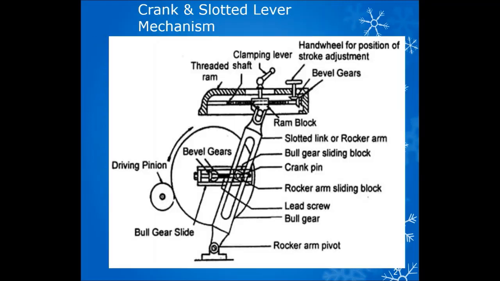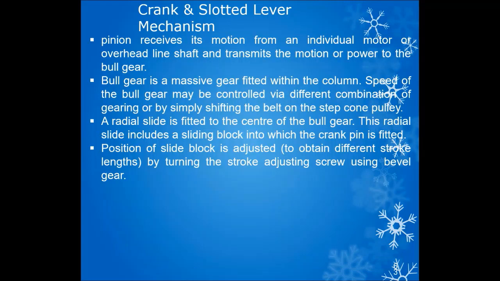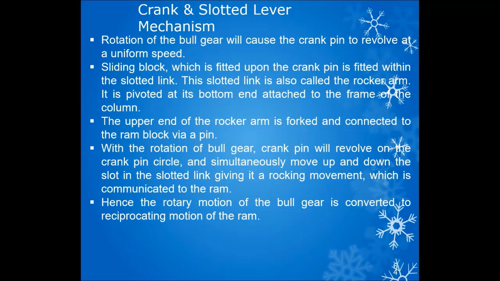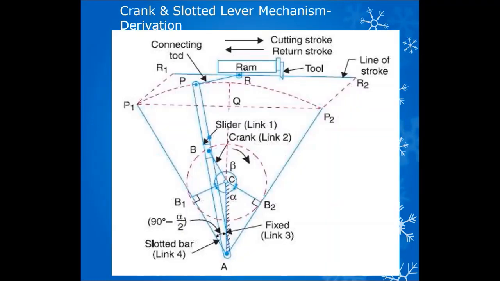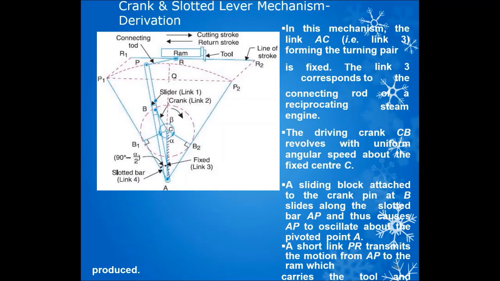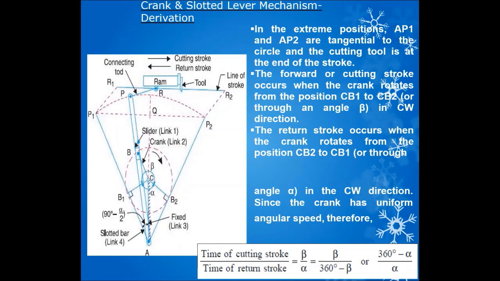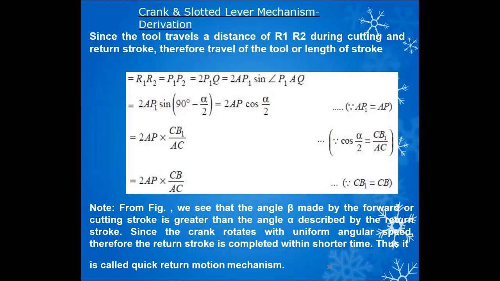Crank and slotted lever mechanism: by adjusting the lever mechanism, we can change the speed. Crank and slotted lever mechanism is used for changing the speed for different types of material. As per your syllabus, you do not require this calculation and other things. Just understand what operation we are doing with the help of the shaping machine or any equipment.